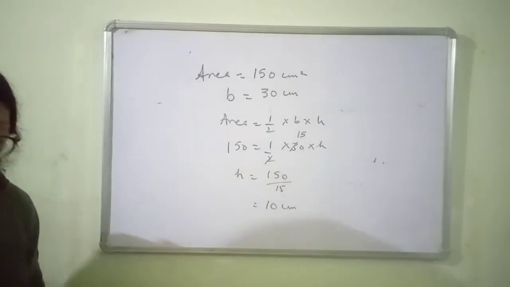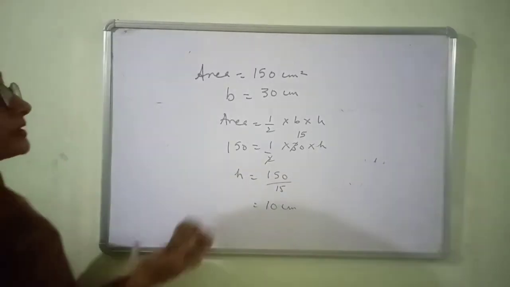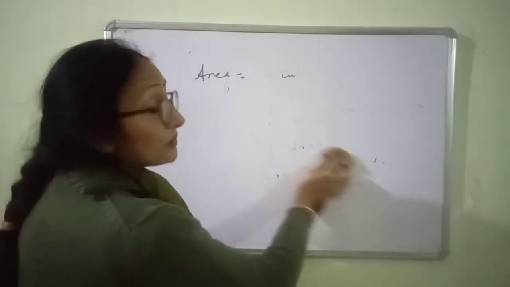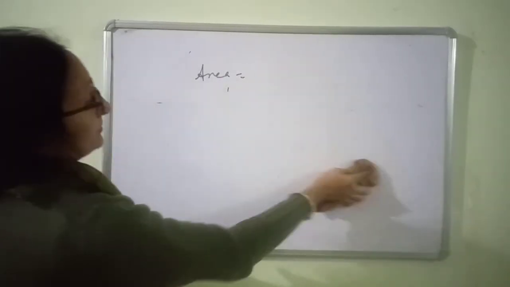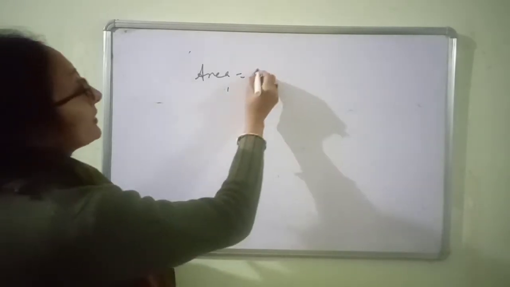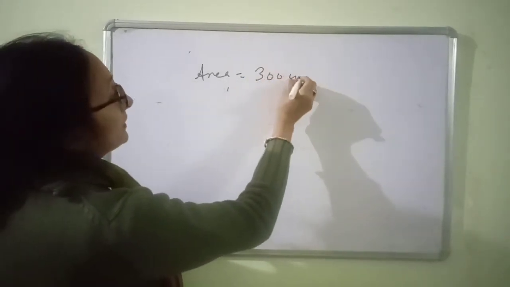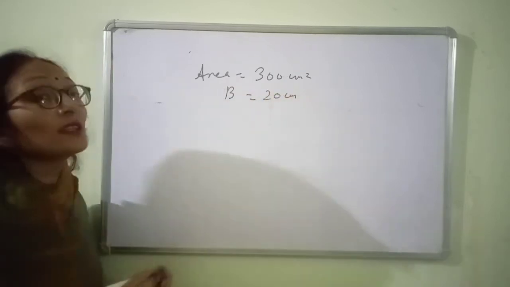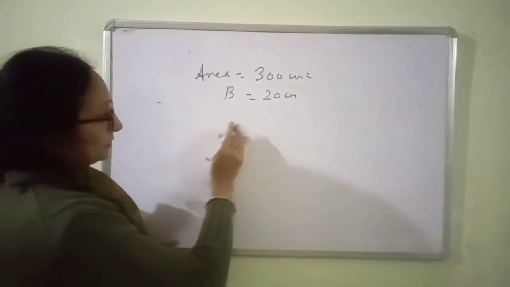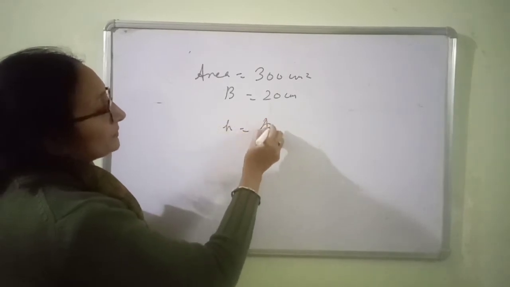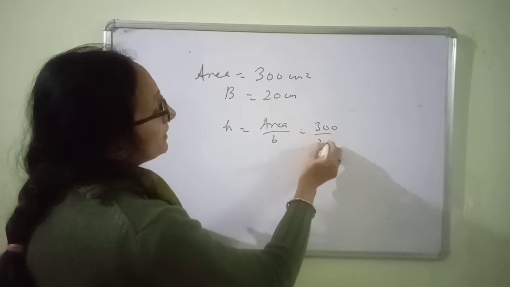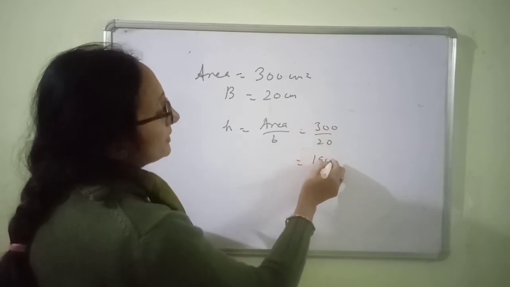A very easy question. Now in the same way, for a parallelogram, if area is given and either base or height is given, suppose area is 300 cm square and its base is 20 cm. We have to find the height of the parallelogram. So it will be area upon base, 300 upon 20, that is equal to 15 cm.